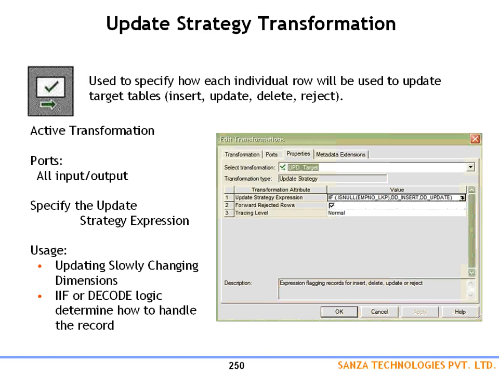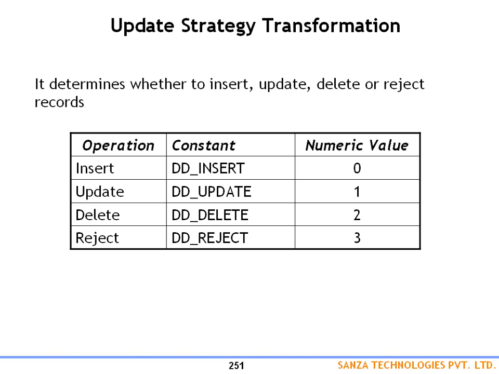Then use IIF functions, DECODE functions to handle this. Insert, update, delete, reject means not load the data into the target. So this is the functionality of the update strategy transformation. The properties, how will you write it? DD_INSERT, or you say 0, fires an insert statement onto the target.